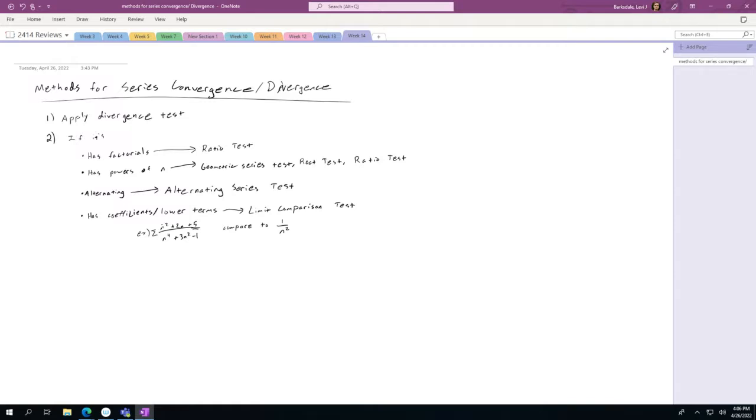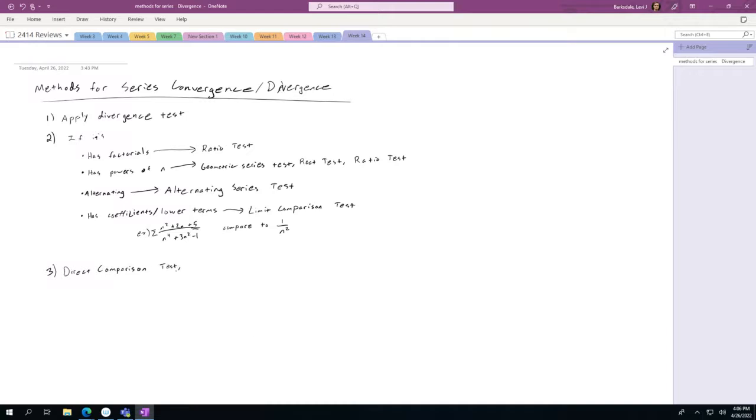Okay, now if none of these things work, then we want to get to some of our more difficult, maybe a little less savory tests. And those ones are usually, like you mentioned earlier, our direct comparison test, which is really useful and strong, but it can often be a little difficult to come up with a single good inequality to say, well, this series is definitely bigger than this one.